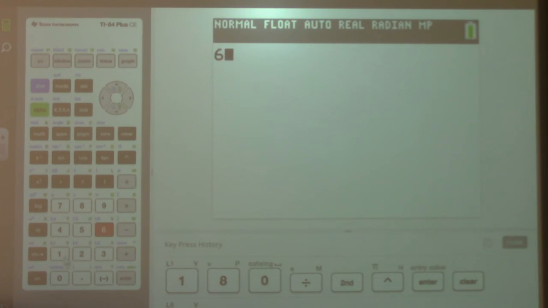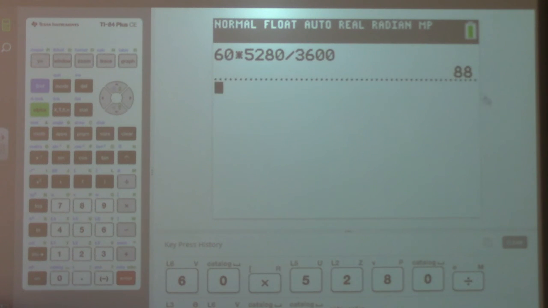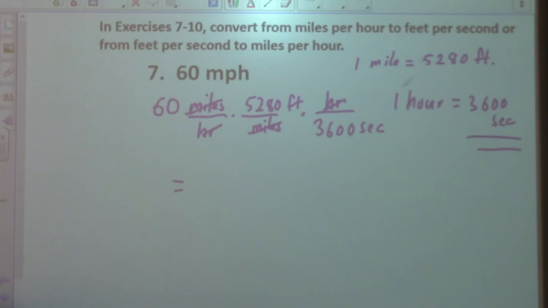So 60 times 5280 divided by 3,600. So we get 88 feet per second. So that's going to be our answer for problem 7.